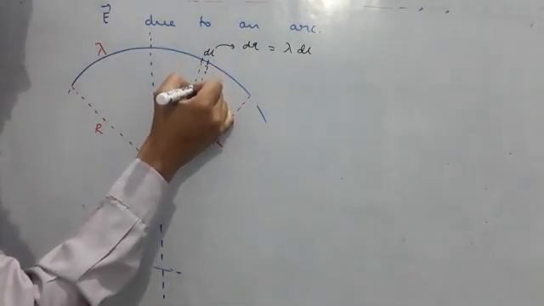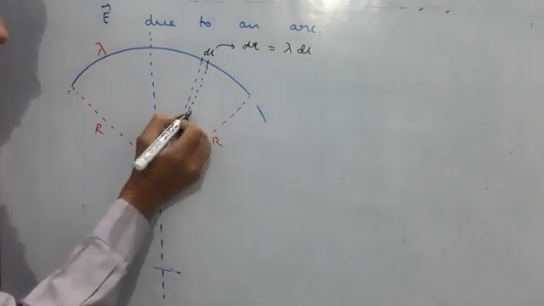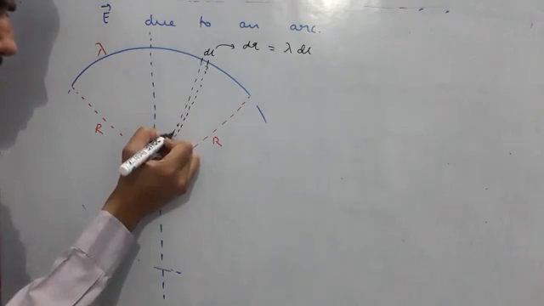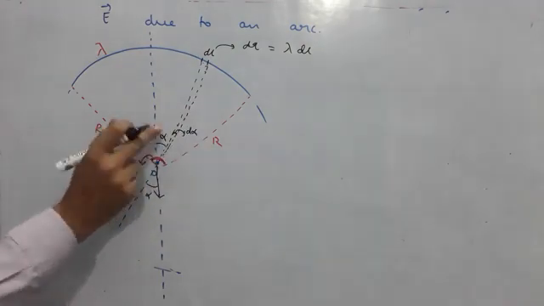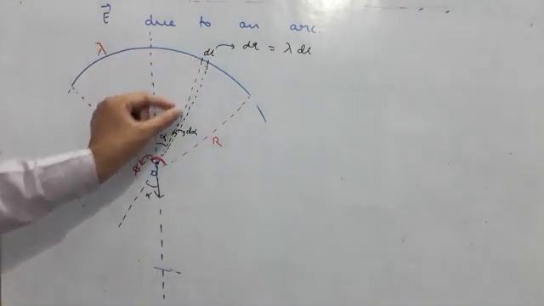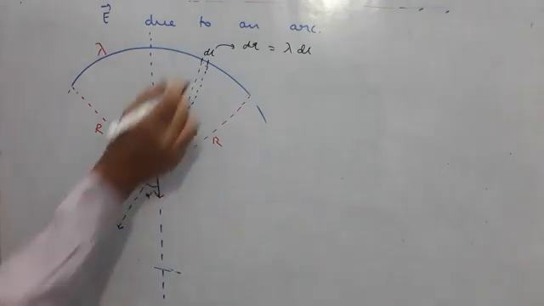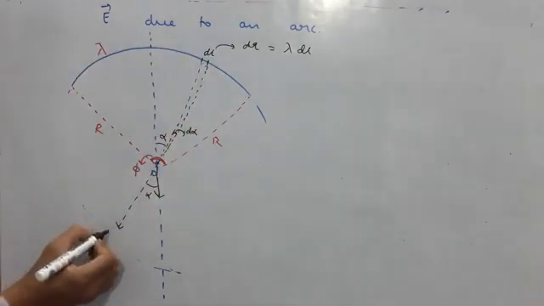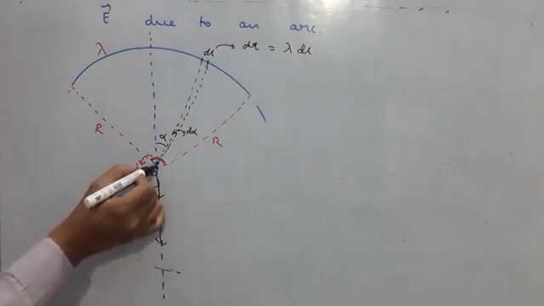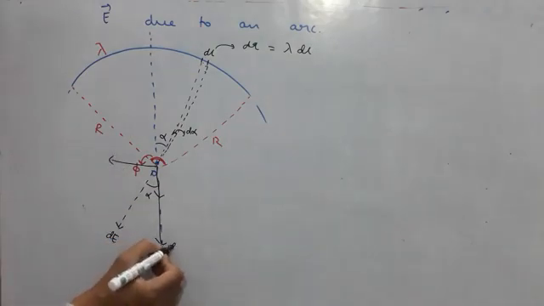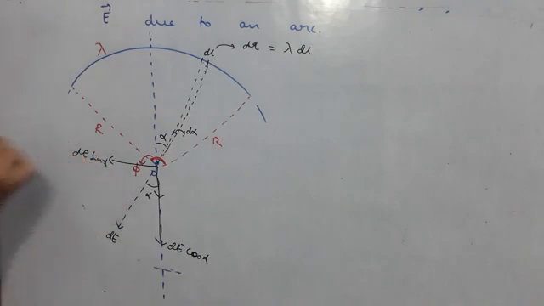So if I draw this, then this angle will be d alpha, alpha and d alpha. The element subtends an angle d alpha at the center. So quickly see, this is the electric field direction due to this element if it is positively charged. So I will write it as dE. There will be two components. One component will be like this, one component will be like this. This will be dE cos alpha and this will be dE sin alpha.